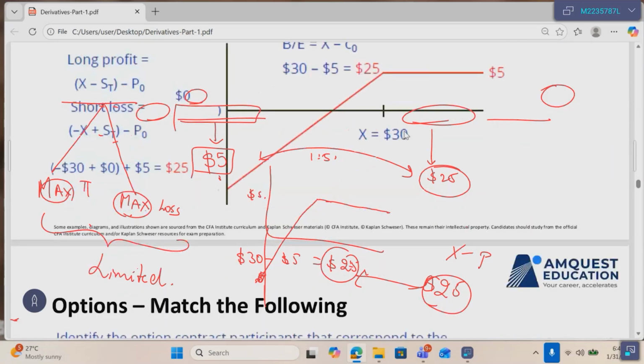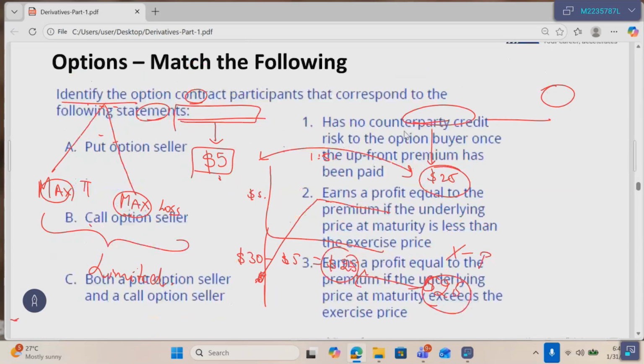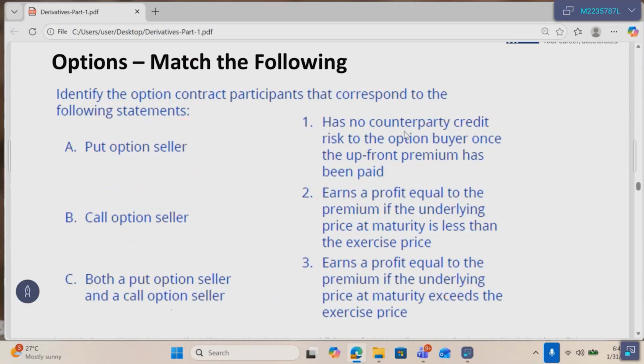Clear? Okay, so let's come back to our match the columns. What's the answer here? Guys, I'm getting no response from you. It's going one-sided. Can you take a minute and answer this question? Come on, answer. What's the answer?